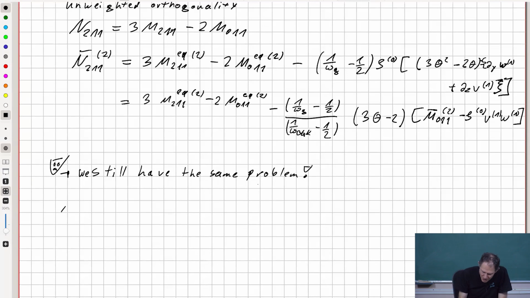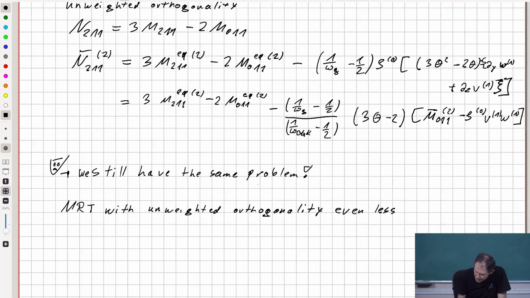So why am I talking about bad news only? MRT with unweighted orthogonality is even less stable than non-orthogonal, and non-orthogonal is also not very stable.